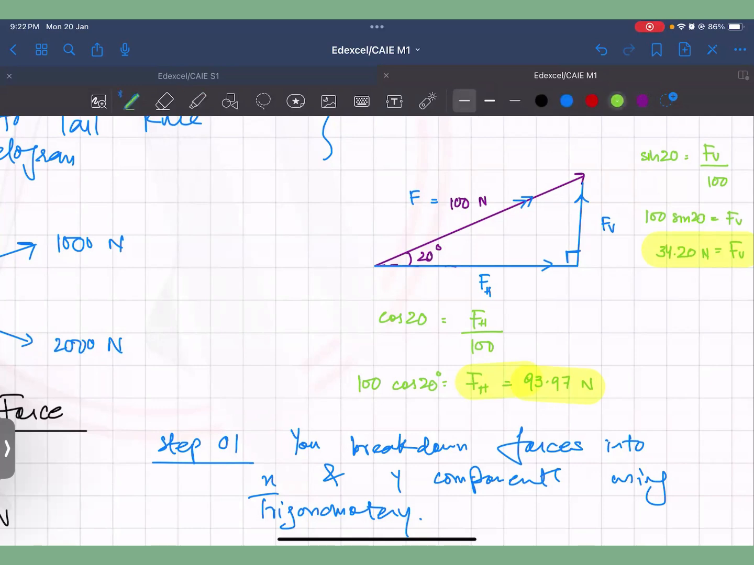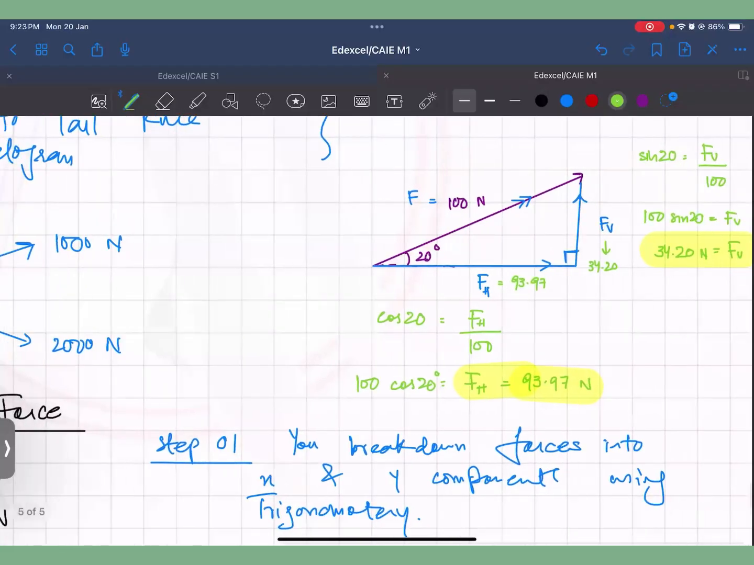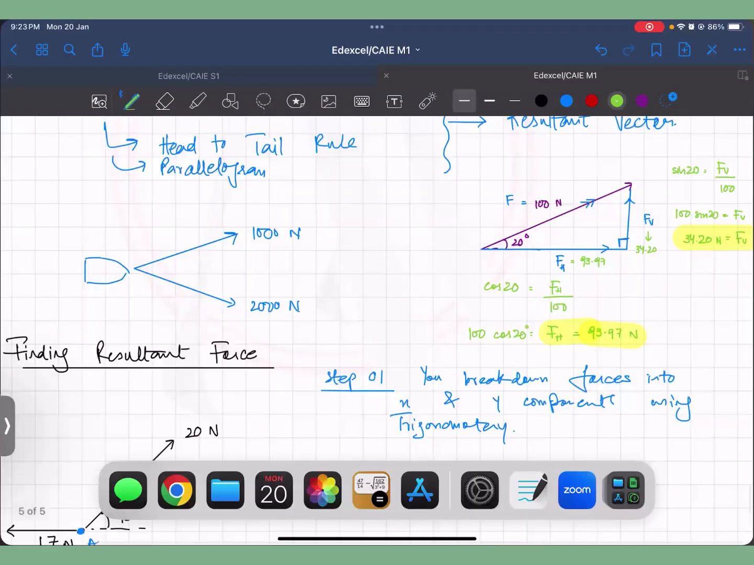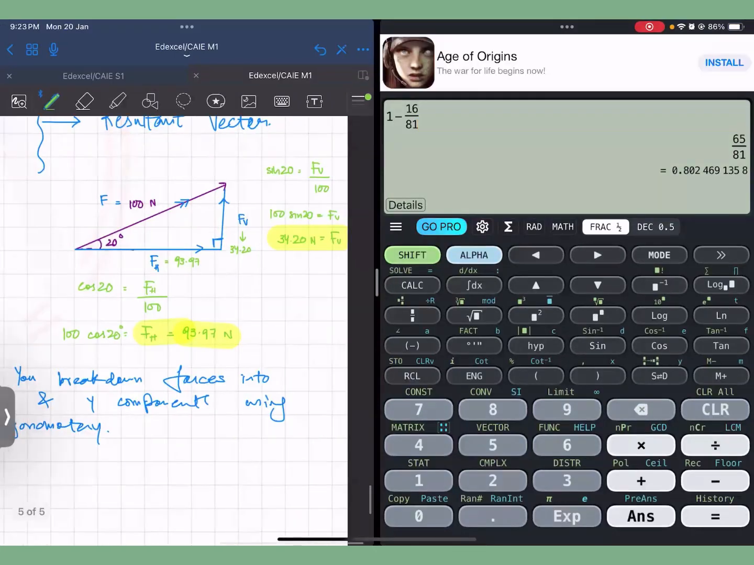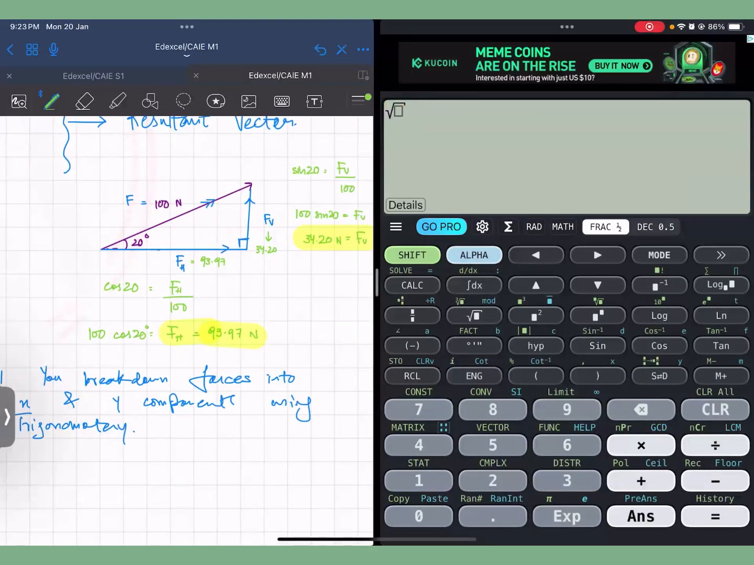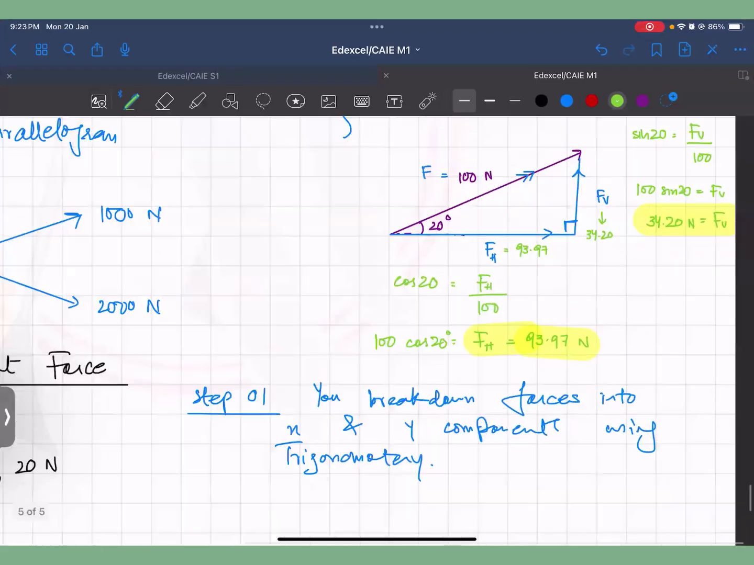So this is your final answer. You have broken it down using simple SOHCAHTOA. This is 93.97 and this is 34.2. And if you use them back together with the simple Pythagoras theorem, you will get that same 100 again. Look over here, 93.97 squared plus 34.2 squared. You're getting the same answer, 100.00045. We haven't used the exact answer, so that's why we're not getting a fully exact 100, but it's the same thing. So look, this is the new thing.